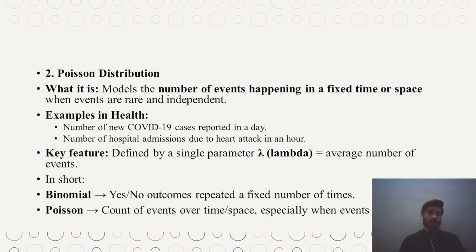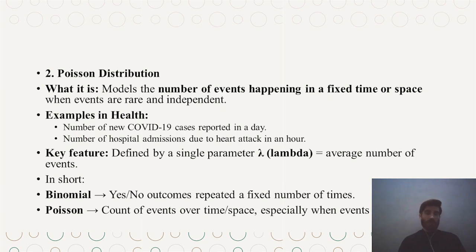Now there is the Poisson distribution. What is it? It models the number of events happening in a fixed time or space when events are rare and independent. For example, the number of new COVID-19 cases reported in a day, and the number of hospital admissions due to heart attack in an hour. So what are the key features? It is defined by a single parameter, lambda, which is the average number of events.